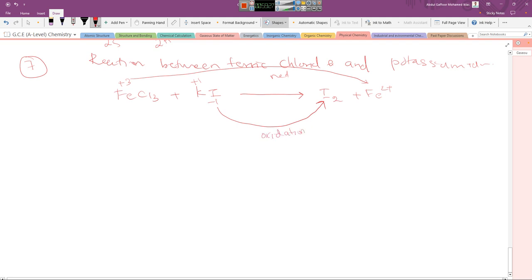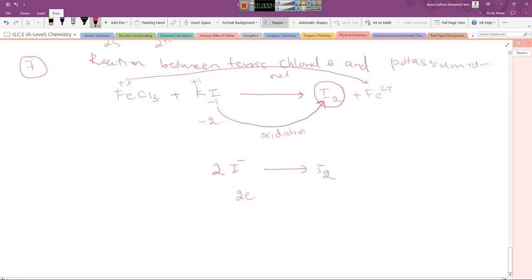Now for balancing a redox reaction we have another approach. We have to count the number of electrons being exchanged in this reaction. If we want to produce I2, we should have 2I minus, and these two I minus become I2. So each I minus should have lost one electron, so here we lose two electrons, right?